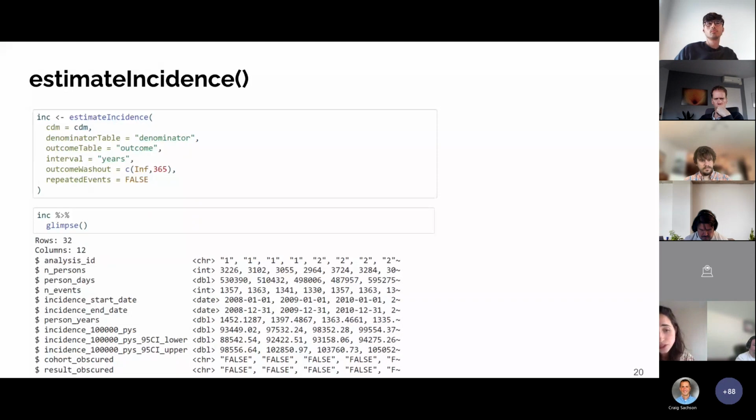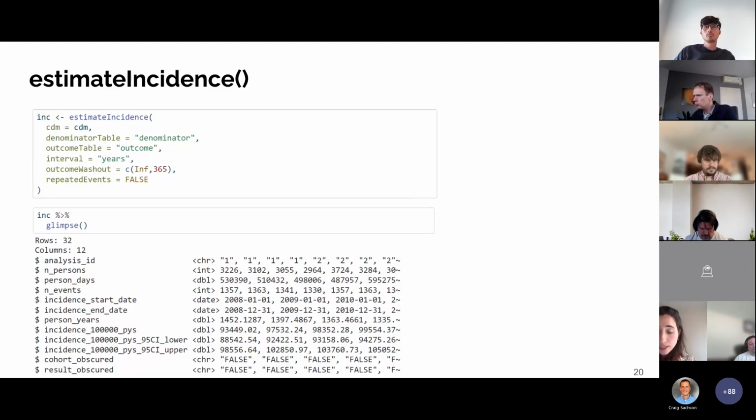The output for this function is a table that contains a row for each one of the time intervals and denominator and outcome cohorts considered. As I said before, the denominator table might have multiple denominators, and it happens the same for the outcome. We can have multiple outcomes in the same table.